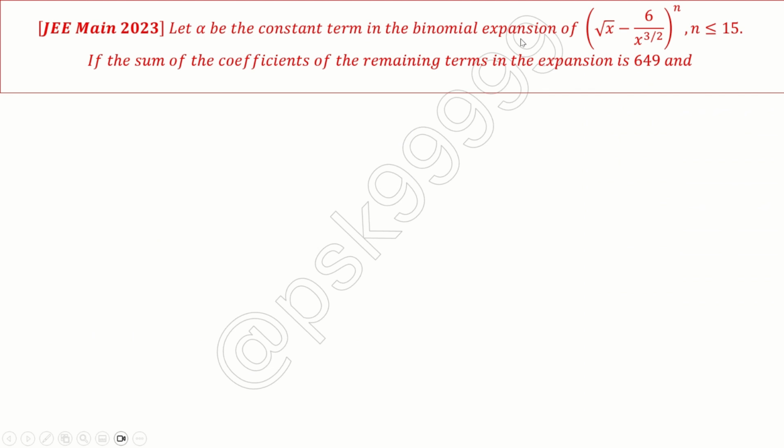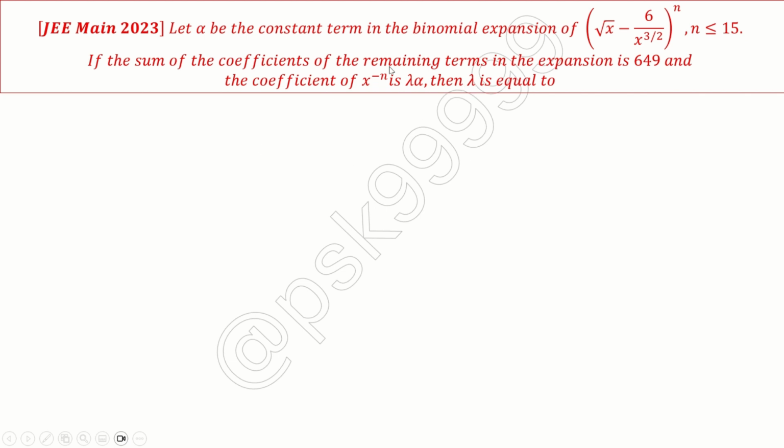Let alpha be the constant term in the binomial expansion of square root of x minus 6 by x to the power of 3 by 2, whole to the power of n, where n is less than or equal to 15. If the sum of quotients of the remaining terms in the expansion is 649 and the quotient of x to the power of minus n is lambda alpha, then what is lambda equal to?